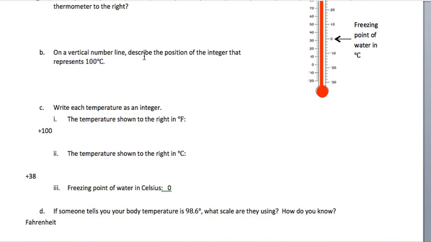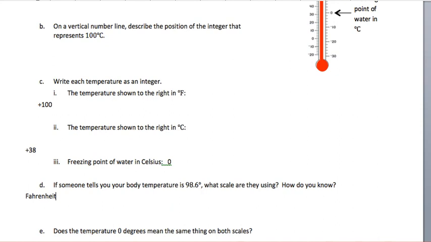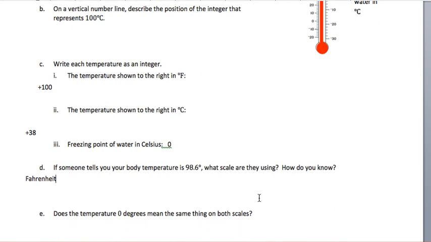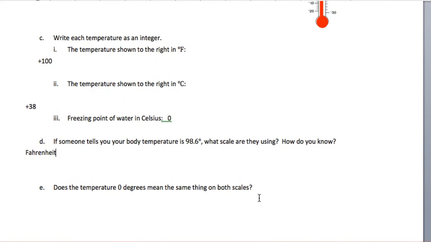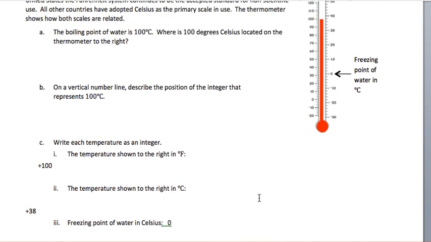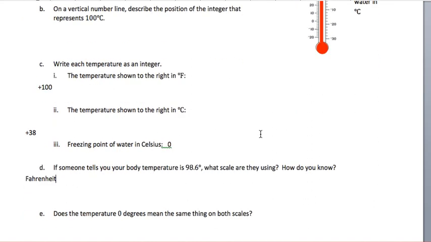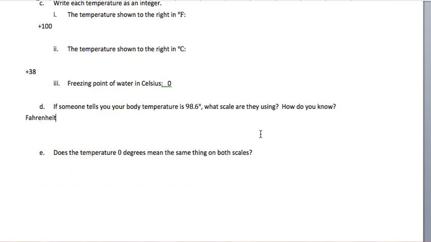So please keep in mind when you answer these questions, it is more than just reading a thermometer or looking at a diagram. You need to use some common sense as well. And then the question, does the temperature 0 degrees mean the same thing on both scales? Hopefully we know by now that it certainly does not. 0 degrees Fahrenheit is much colder than 0 degrees Celsius. 0 degrees Celsius is the freezing point of water, which hopefully we all know as 32 degrees Fahrenheit. So those two temperatures are not the same.